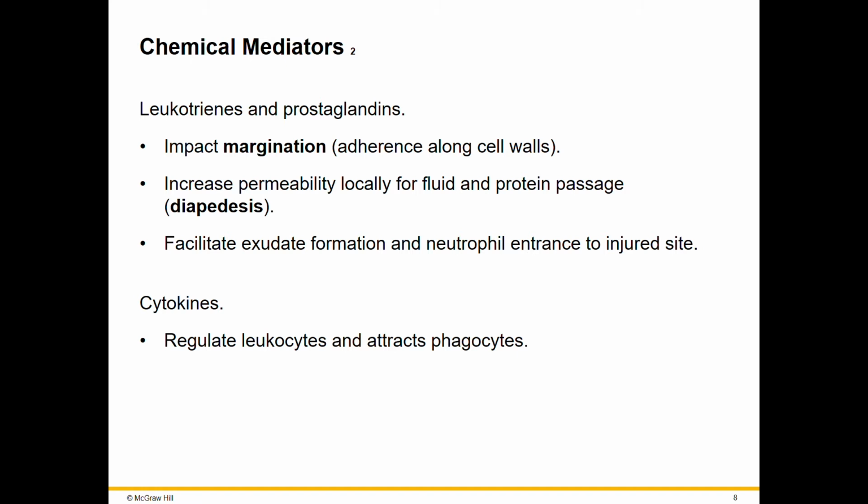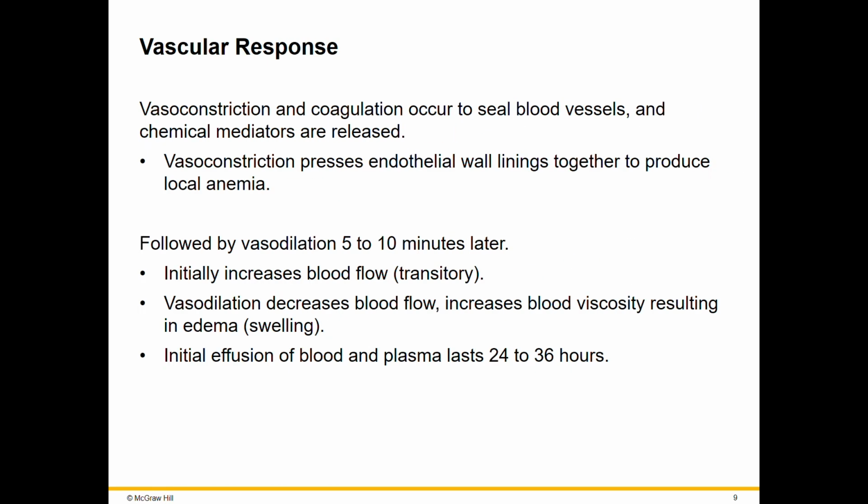So we just talked about the chemical mediators and how those are being released and what they do. But now let's talk about what happens with the vascular system. So this is going to be the vascular reaction. The vascular reaction is controlled by chemical mediators and involves vascular spasm, the formation of a platelet plug, blood coagulation, and the growth of fibrous tissues. That's what the chemical mediators are doing.